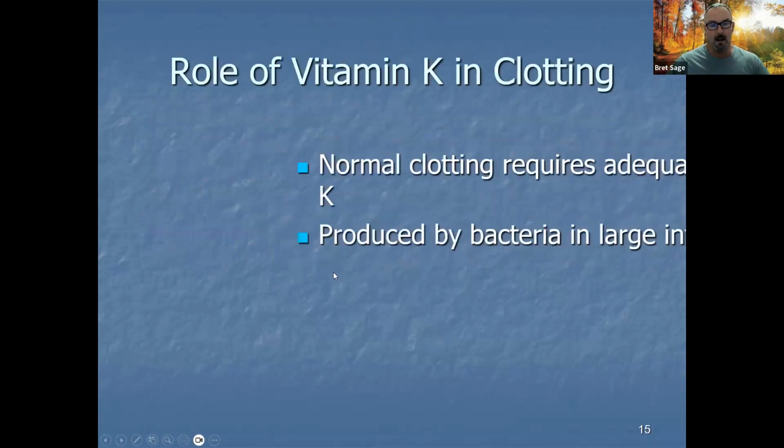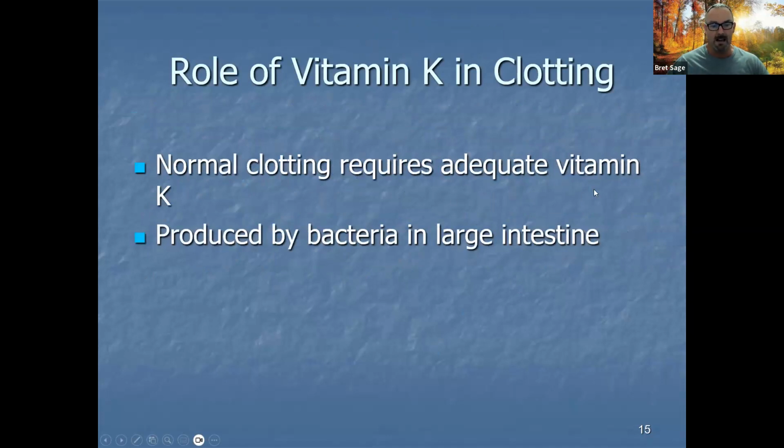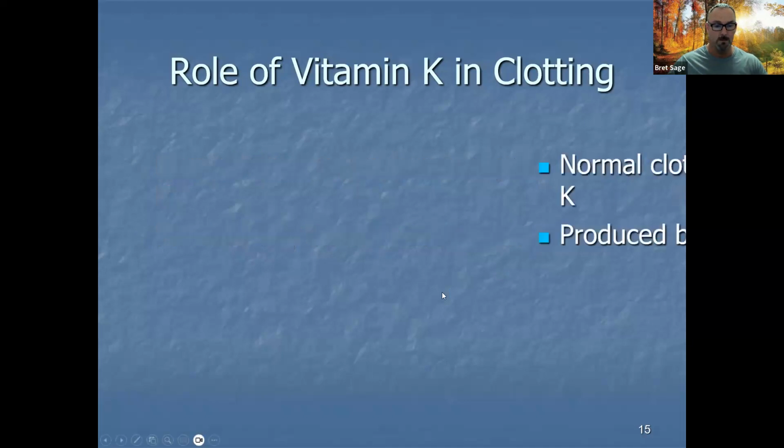Role of vitamin K in clotting. So normal clotting requires adequate vitamin K. It's a vitamin. It's produced by bacteria in your large intestine. So having healthy bacteria in your large intestine is very important for your blood to clot. So making sure that your large intestine has healthy bacteria is important for overall health.